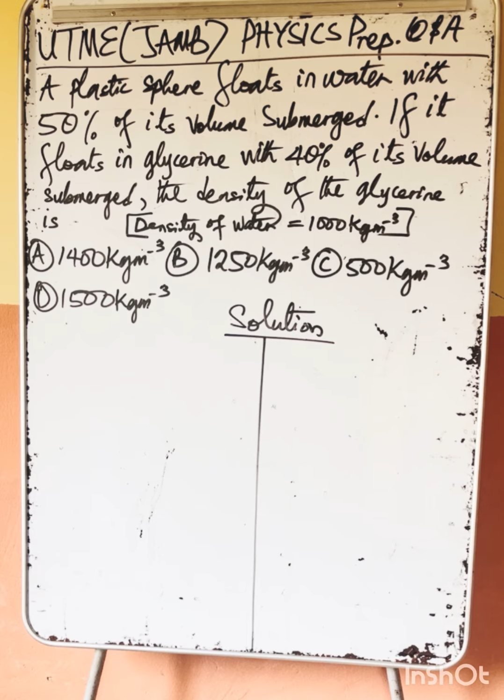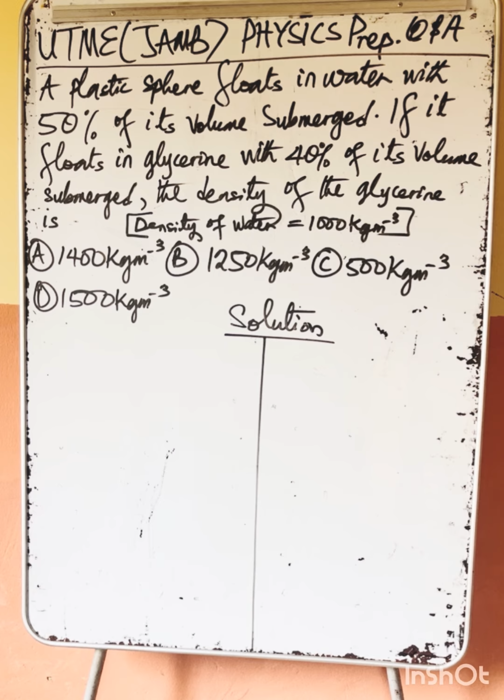A plastic sphere floats in water with 50% of its volume submerged. If it floats in glycerin with 40% of its volume submerged, the density of the glycerin is, given that the density of water equals 1,000 kilograms per cubic meter.